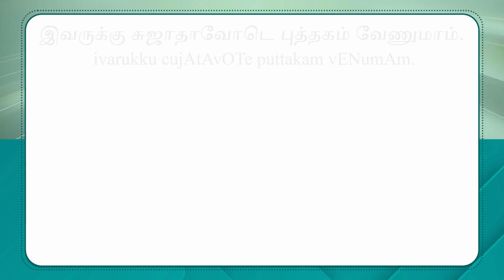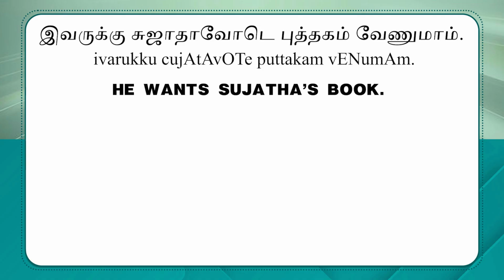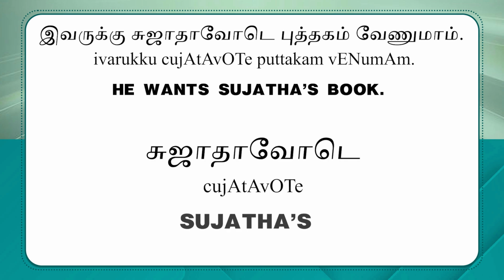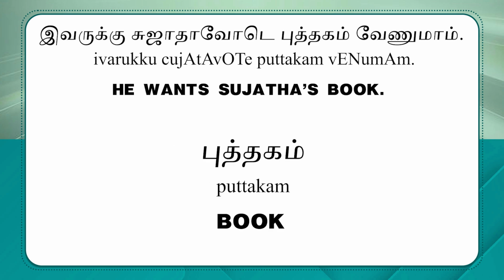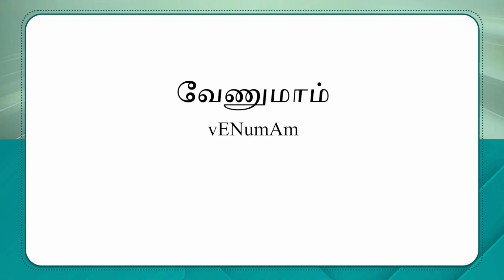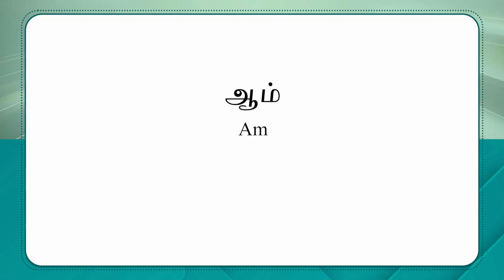The second sentence is, இவருக்கு சுஜாதாவோட புத்தகம் வேணுமா. Translates to, he wants Sujata's book. In this context, இவருக்கு means he or him respectfully. சுஜாதாவோட which means Sujata's. புத்தகம் means book and வேணுமா which means want or need. Look at the word வேணுமா. வேணும் plus ஆம், it becomes வேணுமாம். The suffix ஆம் is used at the end of the sentence when the speaker conveys the information what he or she heard. So Kumaran replies to the librarian, sir, I want Prabhanjan's book வானம் வசப்படும். He wants Sujata's book.